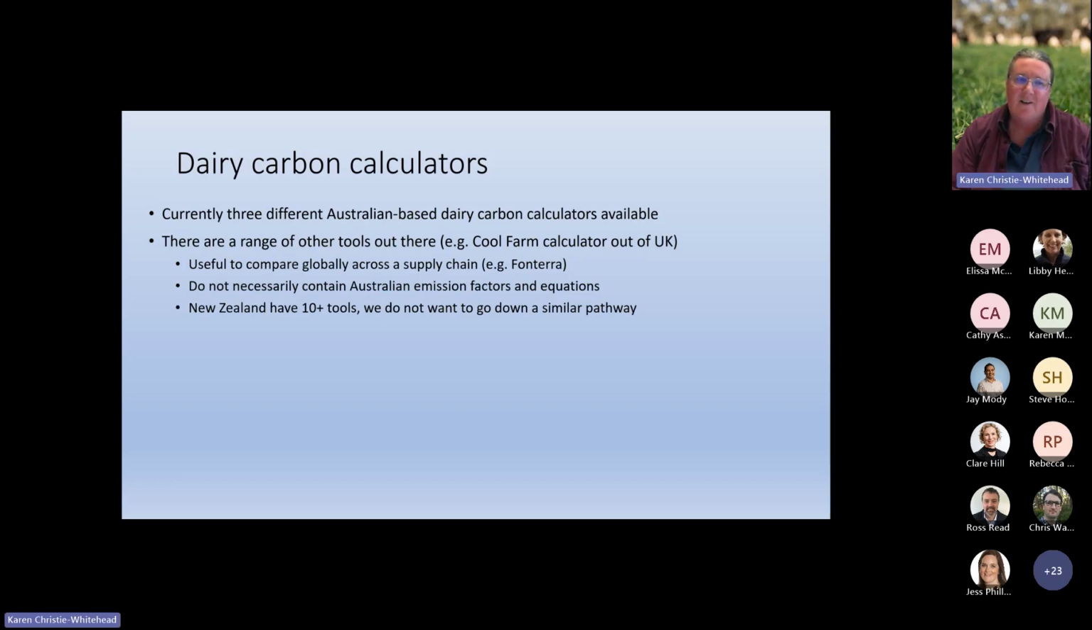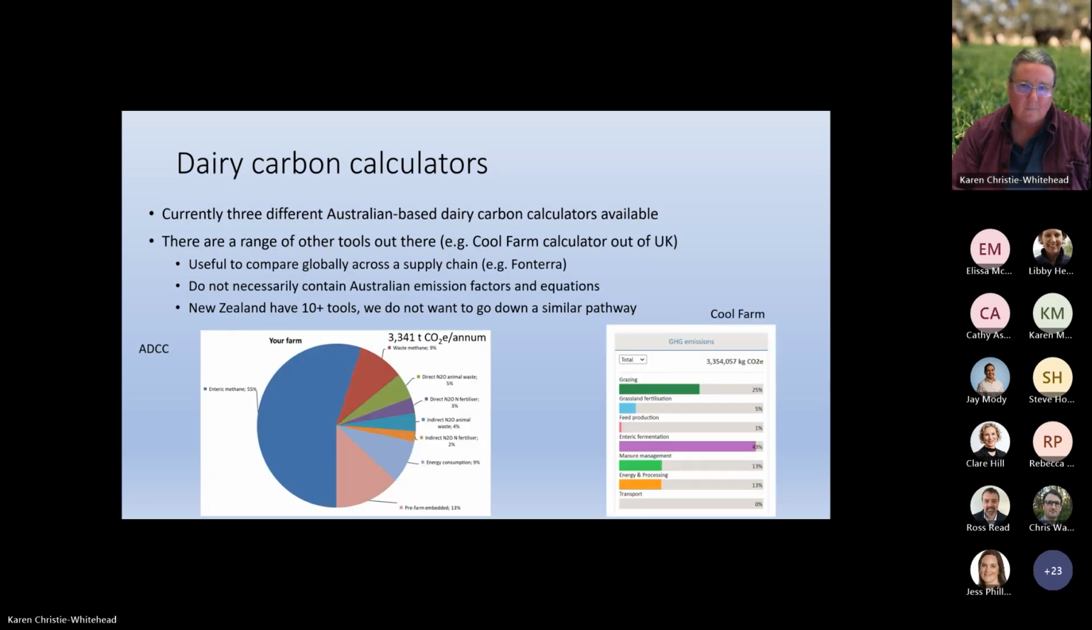Our nearest neighbours across the ditch in New Zealand currently have around 10 or so dairy-specific calculators or calculators that contain dairy within them, and we do not want to go down a similar pathway. Those tools for the same farm can give quite widely different results, and there's a range of reasons why that's the case, which I won't touch on today, but it just shows you the dangers of having too many tools out there.